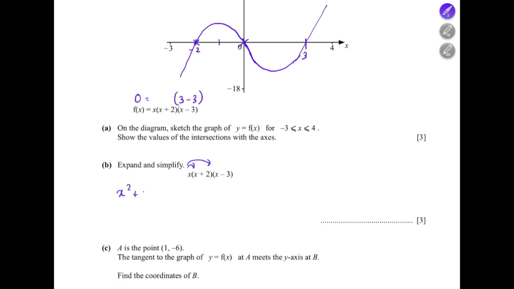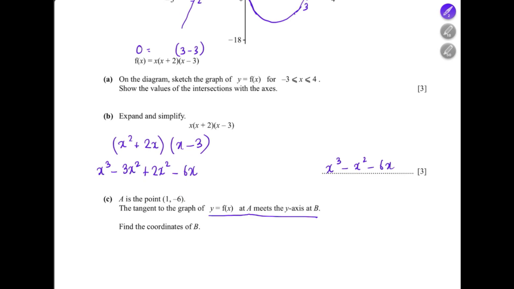Let's do this. x squared plus 2x, and then you have to multiply this with x minus 3. So expand it like this. So this is going to be x cubed minus 3x squared plus 2x squared minus 6x. Okay, next question.